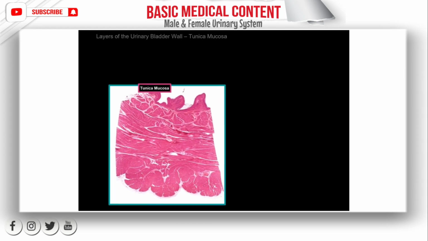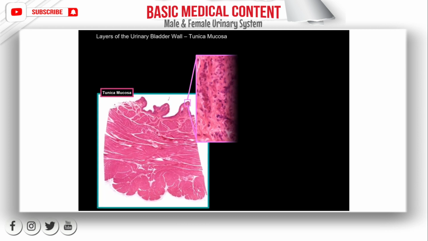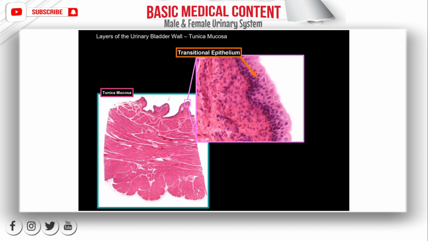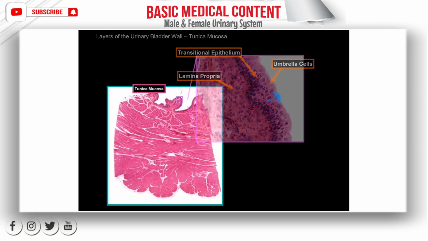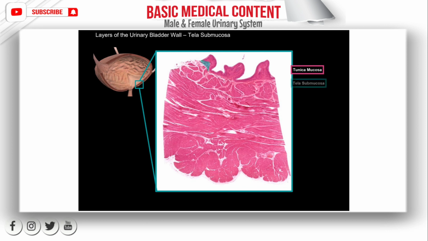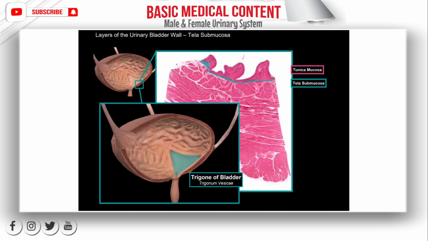So the tunica mucosa is a layer that consists of transitional epithelium, and the upper layers of the cells are called umbrella cells because they look like the top part of an umbrella in the relaxed state. Underneath the epithelium, you'll find the lamina propria, just like any other tunica mucosa in the body. And then the next layer is the tela submucosa, containing loose connective tissue. And you will notice that there are no folds at the region of the trigone of the bladder, because remember, this triangle doesn't have a tela submucosa. The tunica mucosa and the muscularis are fused together in this area.